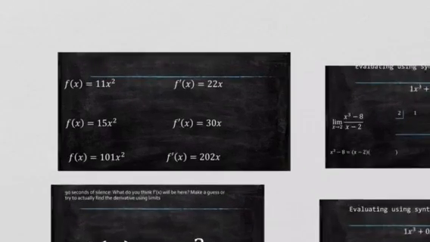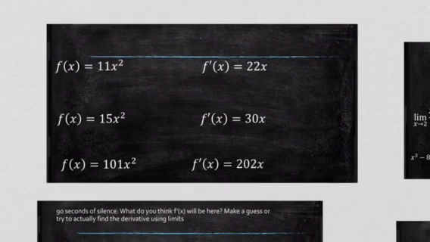Okay, here's some more examples, maybe. Okay, I found them. Here they are. Here we go. So if f of x is 11x squared, f prime x is 22x. If f of x is 15x squared, f prime x is 30x. 101x squared, 202x. We're seeing the pattern for the derivative of quadratics that we can now use. Instead of doing the limit definition, I can just use this rule to always find the derivative of quadratics.